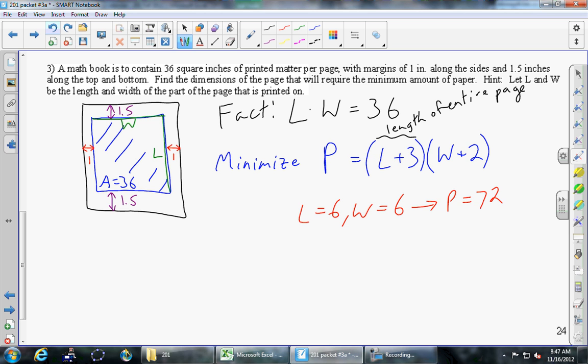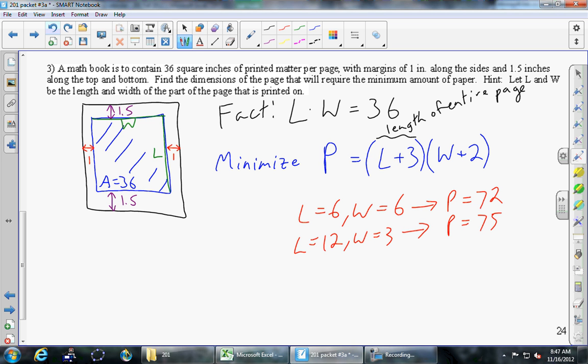Trying another one, right? I have nothing to compare it to. So let's pick another 2 numbers that multiply to 36. Doesn't matter to me. Okay, so what if we make it really long and not very wide? Okay, 12 and 3 gives me a 36. So let's plug in L is 12. So what's the first parentheses? That's 15. W is 3. So the second one is 5. 15 times 5 is 75. Better or worse? A little bit worse. Not that much worse, but worse.